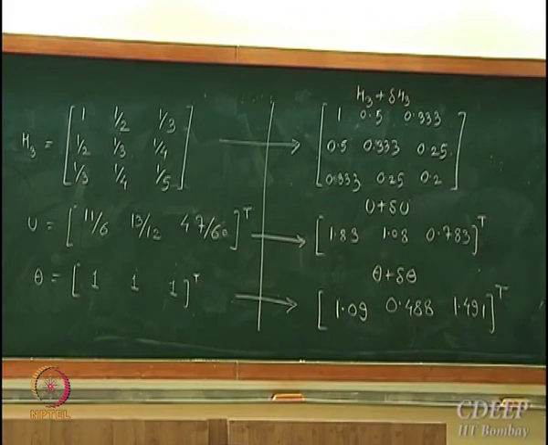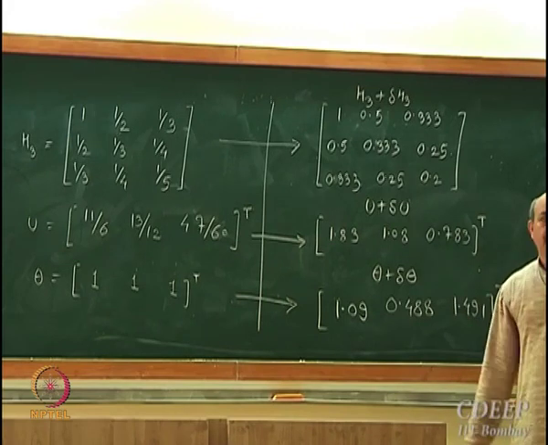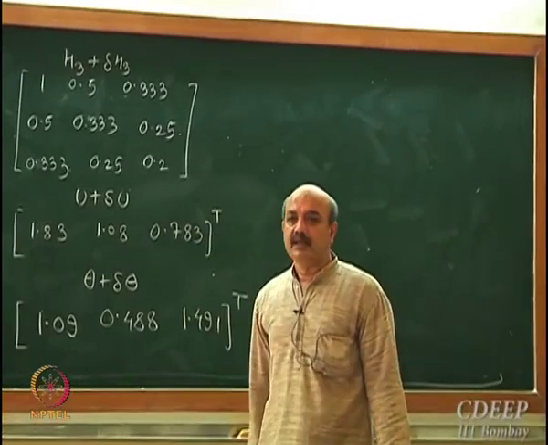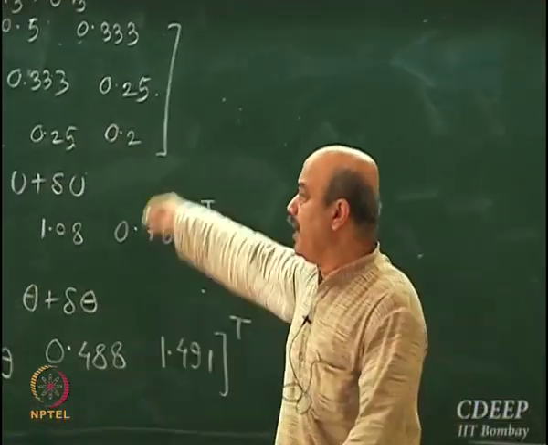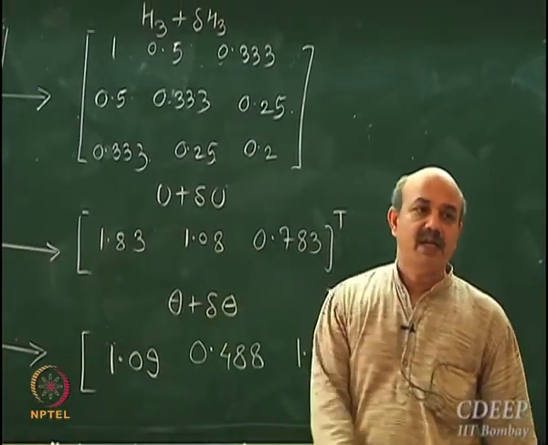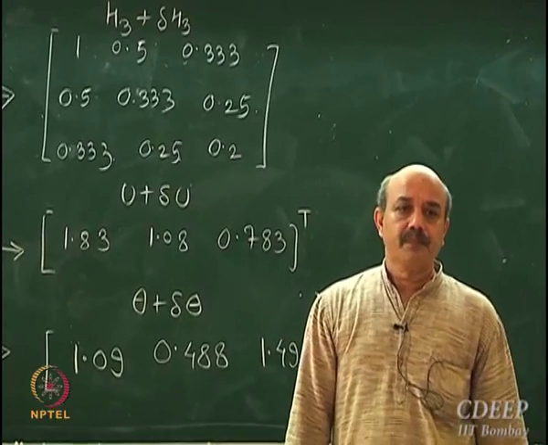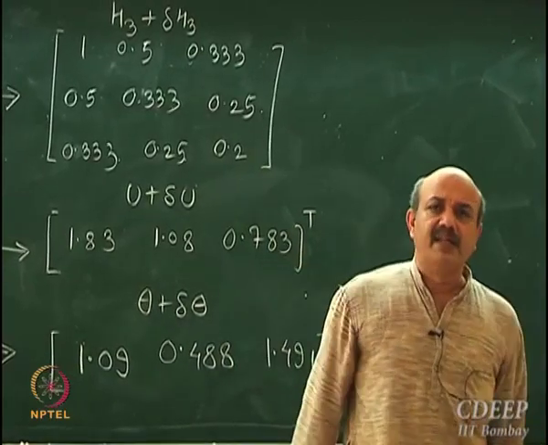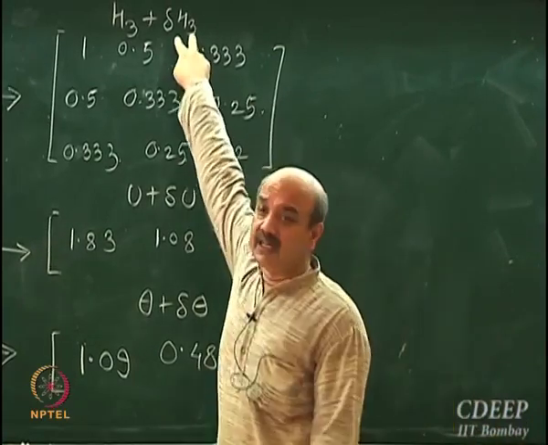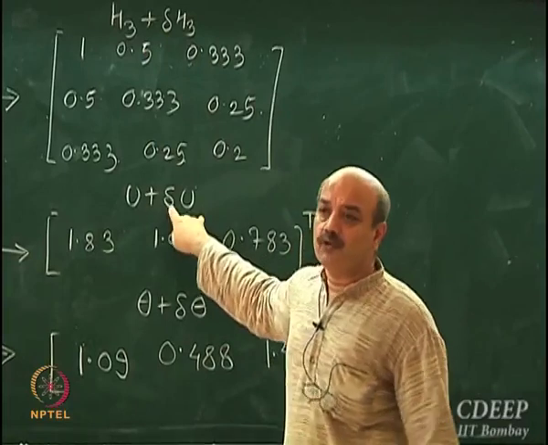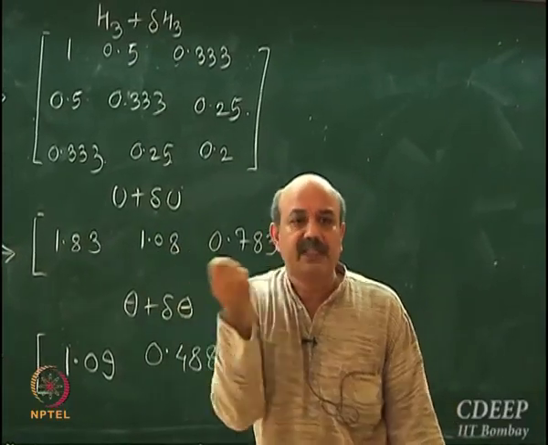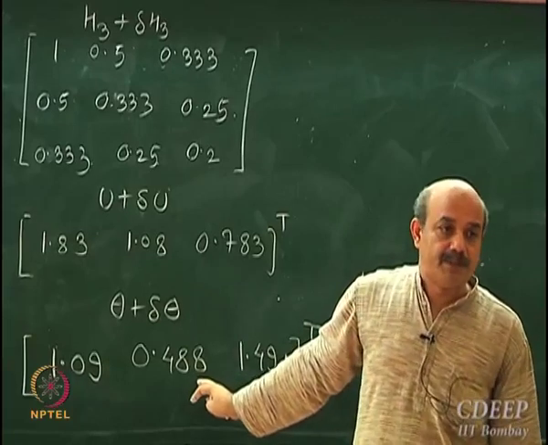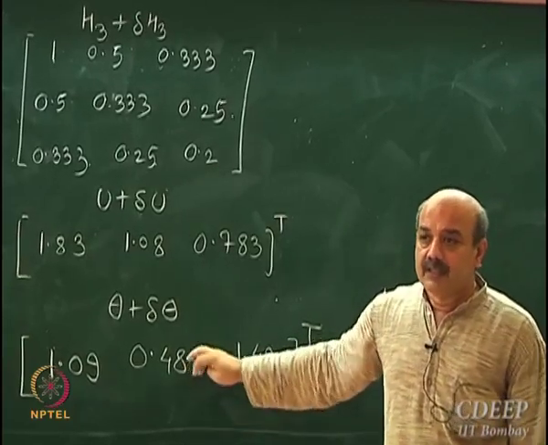This is for a matrix for which you have a condition number of 700. If I try to estimate the fractional change that we have made in the H matrix or in the U vector, it is of the order of 0.3%. I can find this error using norms, norm of delta H3 by norm of H3, or norm of delta U divided by norm of U. It is of the order of 0.3%, but the solution changes by almost 50%, a drastic change in the solution.